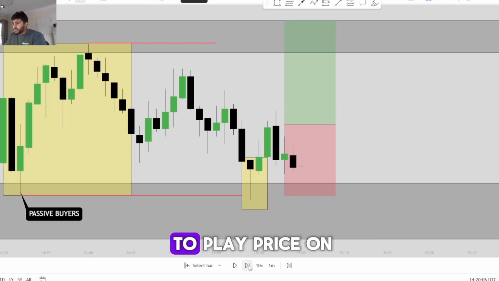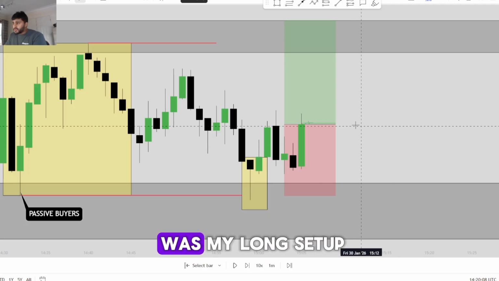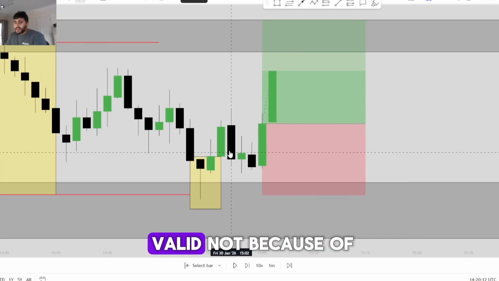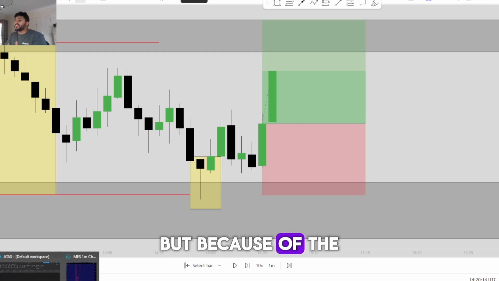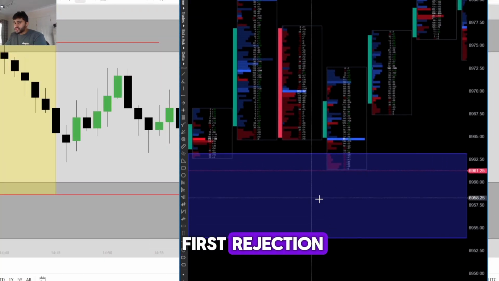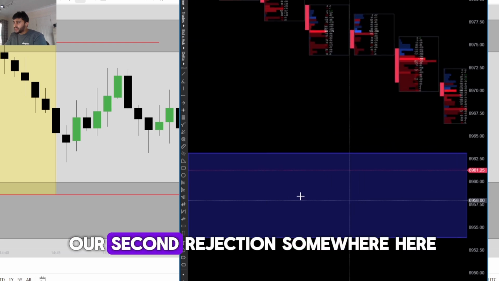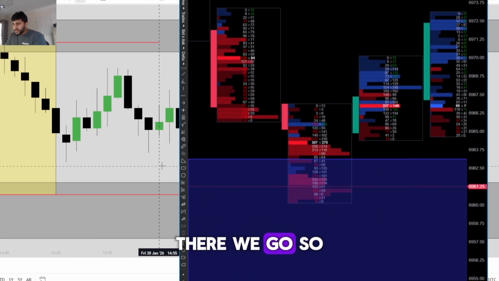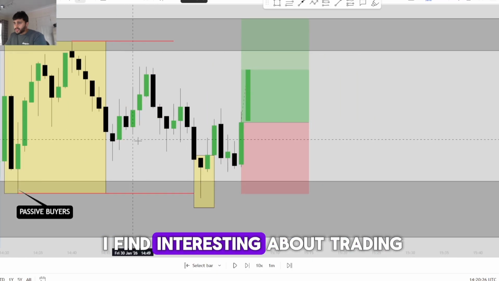If I continue to play price on, there we go. There was my long setup. Now, this long was valid not because of the wick, but because of the order flow inside of the key level. So here was our first rejection, and here was now our second rejection, somewhere here. There we go. This is what I find interesting about trading.